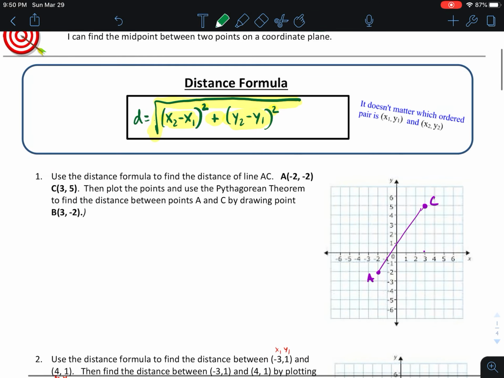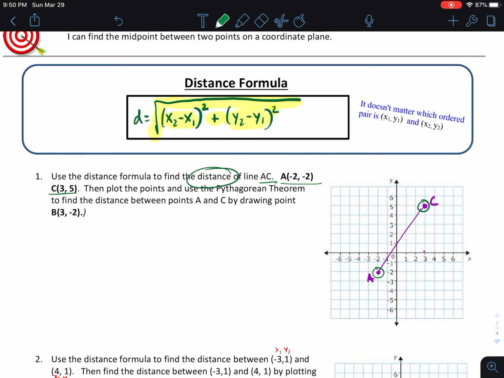All right, first one. Use the distance formula to find the distance of the line AC. So I've already drawn the line AC. Point A is right here, (-2, -2). Point C is (3, 5), which is right over here. So I drew them. You won't always have a picture, but it's good in the beginning to visualize this. Let's use the distance formula first to find out how long that line is.